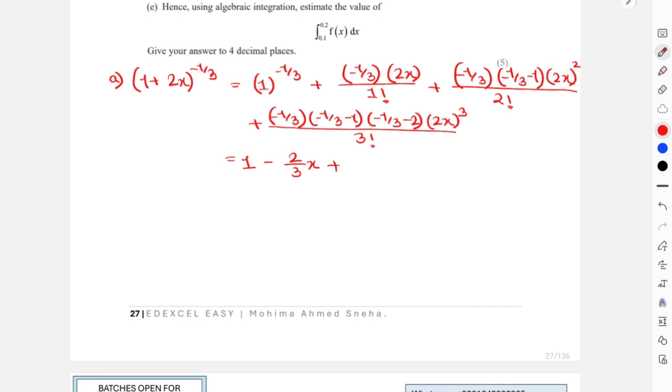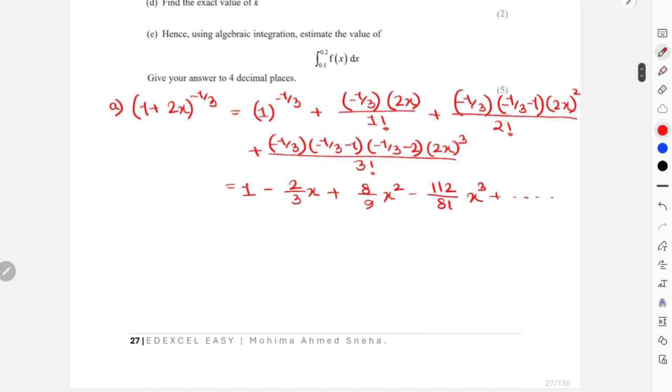Okay, and this one actually turns out to be 8/9 x squared and 112/81 x to the power 3. So this one's the square over here. And then again we'll include the continuation by adding this plus dot dot dot sign. I think this should only be added over here, not to the final answer.